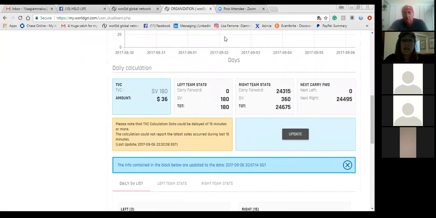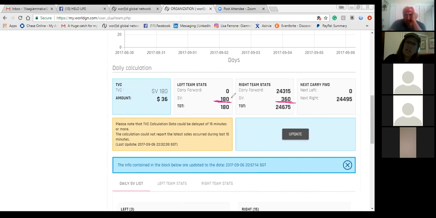So what it tells me right here is that the right team had 24,000 points that rolled over from the previous week. Okay, so this is called the power leg. In the current week, this is the current week right here, you guys. Okay, this is your current week. There's 360 points on the right, and there's 180 points on the left.